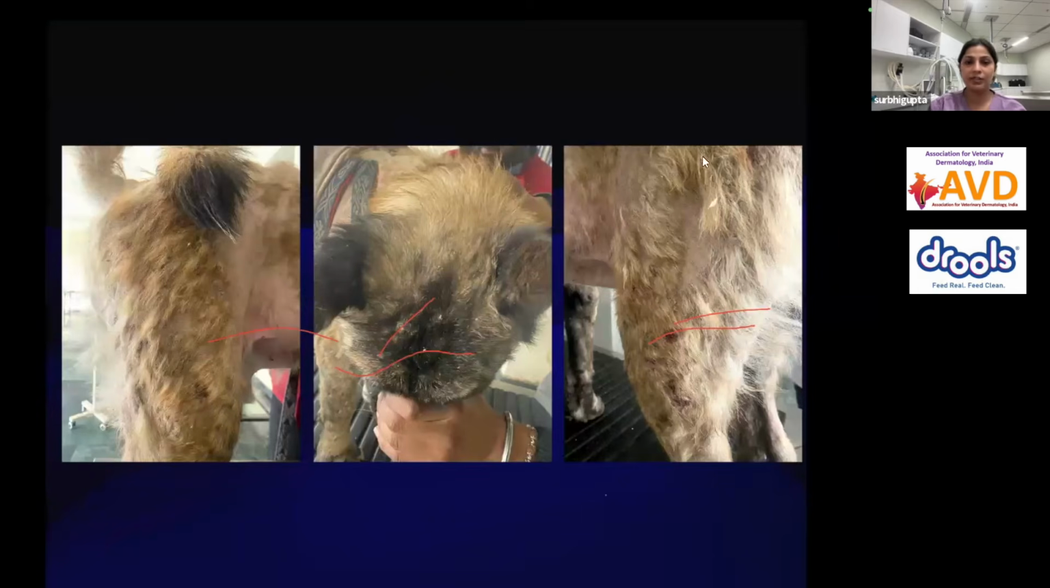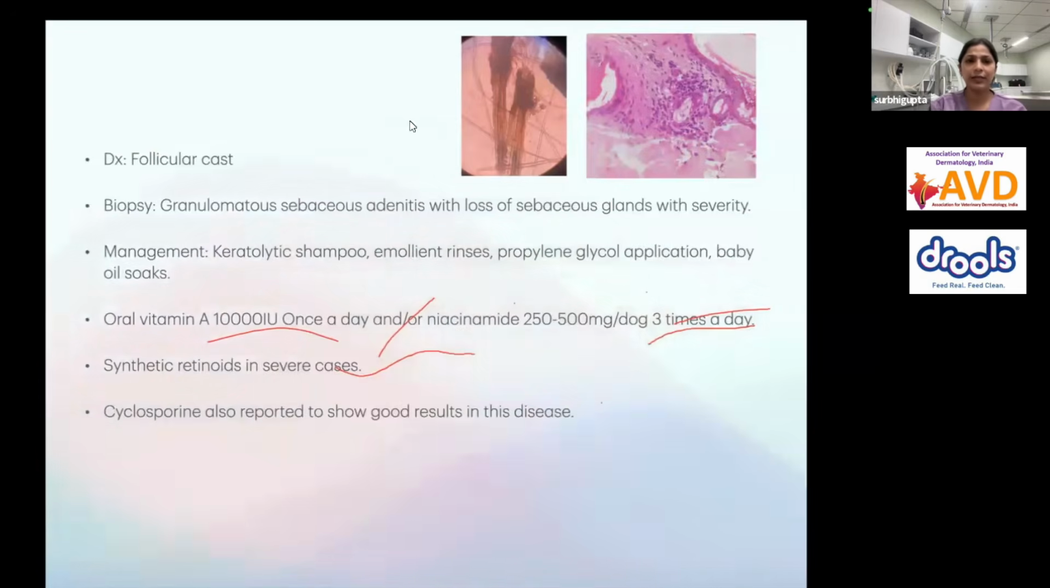For example, I saw this in an Akita, where the scales were completely formed, and all the hair particles were stuck with the keratin, and whenever you did the trichography, you could see the follicular cast. And if you do the biopsies, you can see the proper inflammation or granuloma formation around the sebaceous glands. And sometimes the cases are so severe that when you take the biopsies, there are no sebaceous glands. So yeah, management again is with the same keratolytic shampoos and rinses.